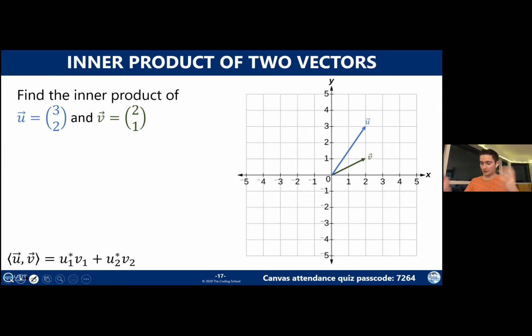I'll throw the formula down on the bottom of the screen again, just so that we have it in our heads. And for these u and v, everything is real numbers. So remember, the conjugate of a real number doesn't change anything. So actually here, we can just ignore the conjugate, and we can just use this formula, u1 v1 plus u2 v2. Remember, the way we write inner product is with these angle brackets. So the inner product of u and v is what we're asked to find. And then we're just going to use this formula here.